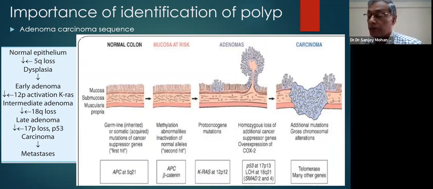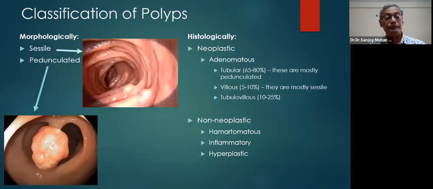So here you see the APC gene deleted. Here a beta-catenin mutation is there, KRAS is there, and P53, at the different stages. They change the character of the epithelium and ultimately transform into a malignant lesion.